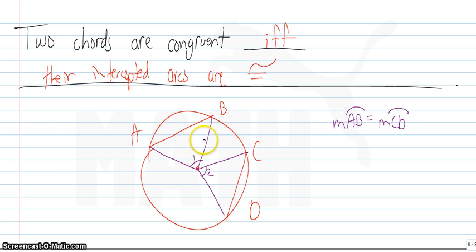The radius of a circle can't change, so this segment is congruent to this segment, congruent to this segment, congruent to this segment. So this triangle is congruent to that triangle, so by side angle side, the triangles are congruent, which means that segment AB is congruent to segment CD.